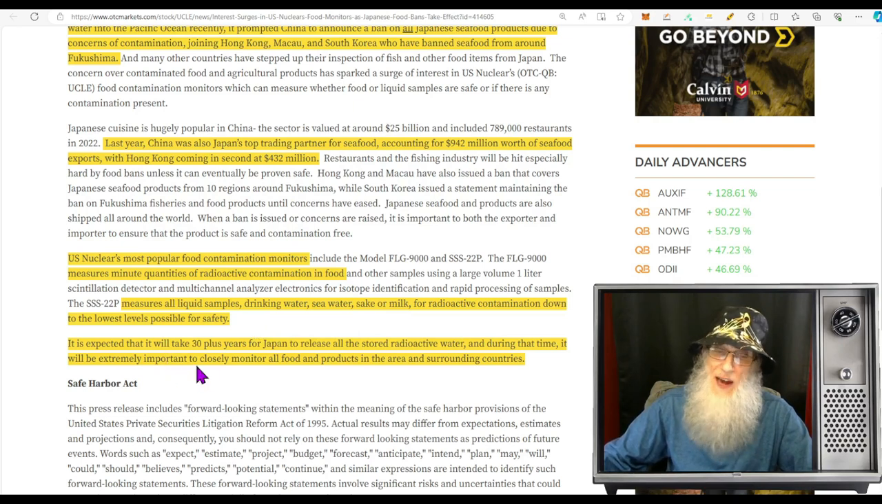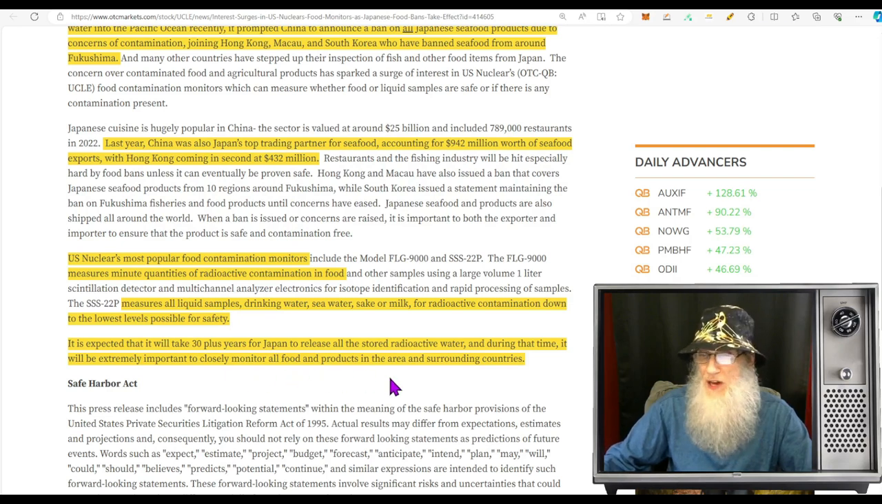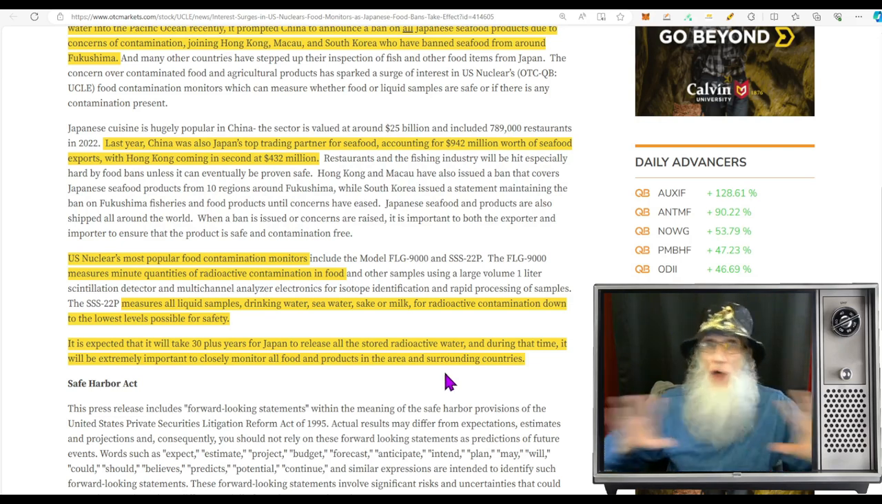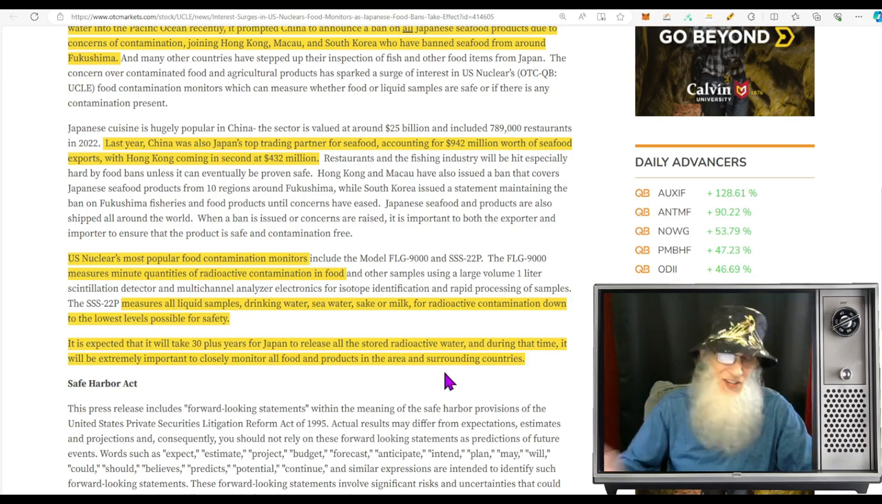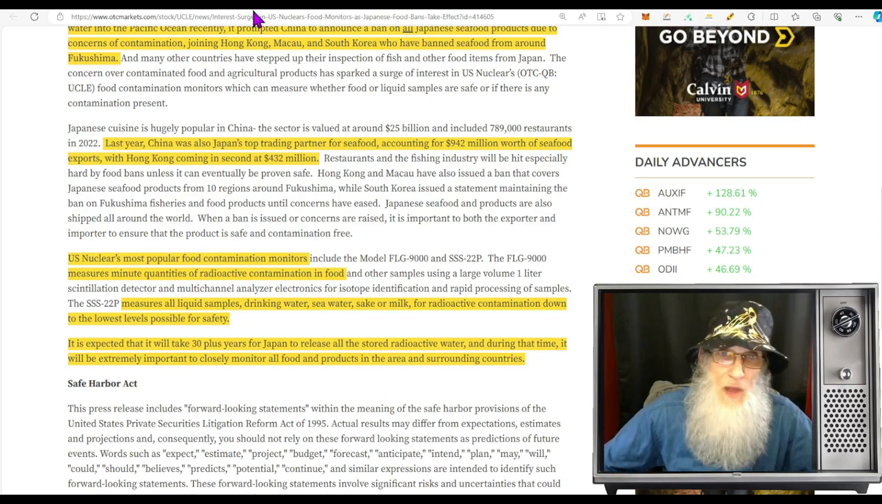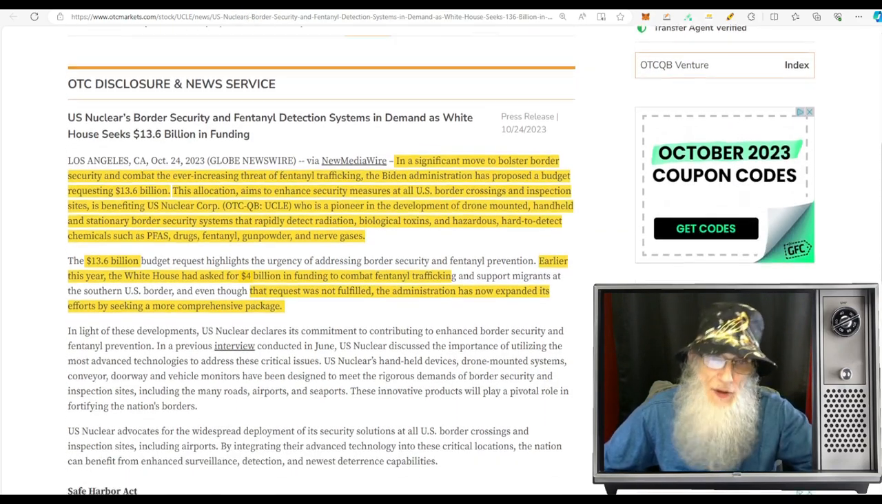It is expected that it would take 30 plus years for Japan to release all the stored radioactive water, and during that time, it will be extremely important to closely monitor all food and products in the area and surrounding countries. Keep in mind, folks, all the oceans are connected. It's going to take them 30 years to do this. All the waters, at some point in time, are all going to be contaminated. This is a serious concern. That other piece of news is big news.